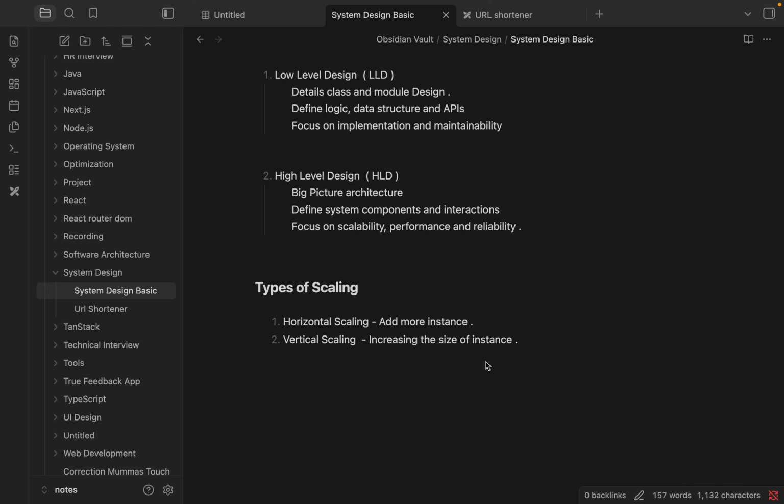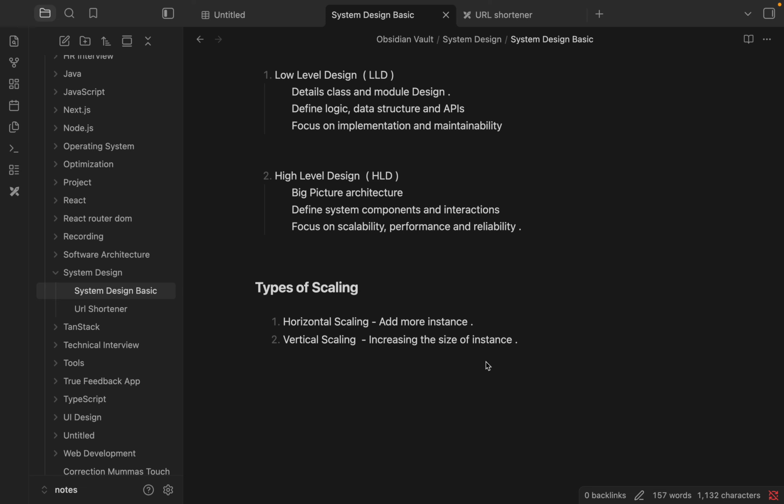The first one is vertical scaling. In vertical scaling, we increase the size of the machine. Suppose the server size is previously 8 GB, and now it is increased to 16 GB. That is known as vertical scaling. Then there is horizontal scaling. In horizontal scaling, we do not make our device more powerful; instead, we add more servers, and that is known as horizontal scaling.